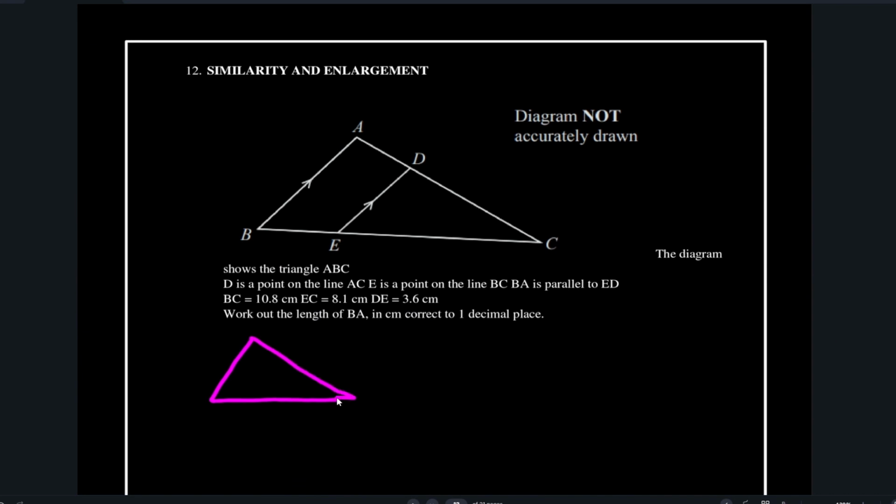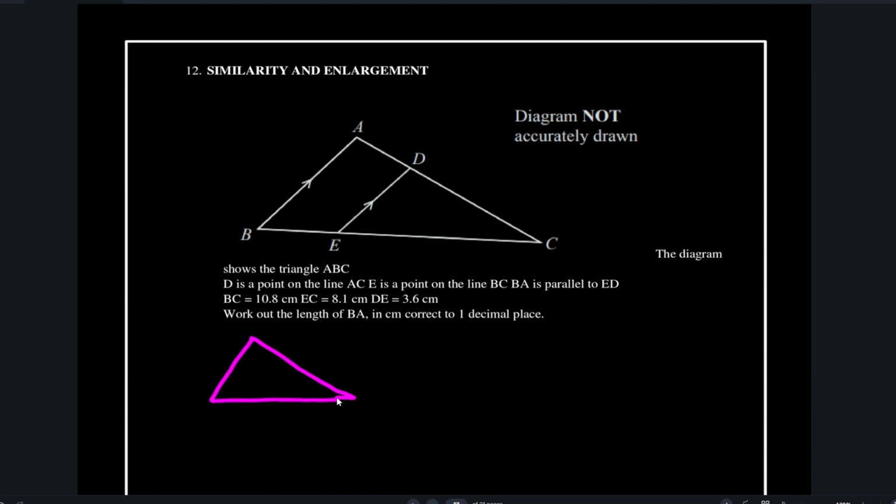Similarity and enlargement. We are given that the figure shows triangle ABC. D is a point on the line AC, E is a point on the line BC. BA is parallel to DE. Given that BC equals 10.8, AC equals 8.1, DE equals 3.6, work out the length of BA in centimeters correct to 1 decimal place.